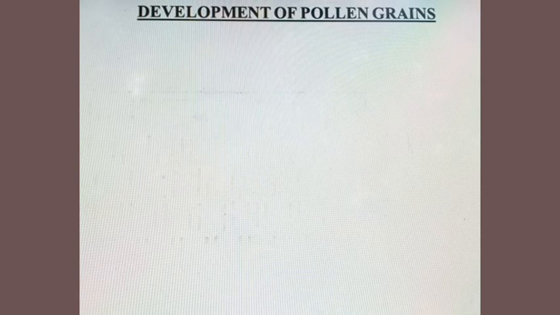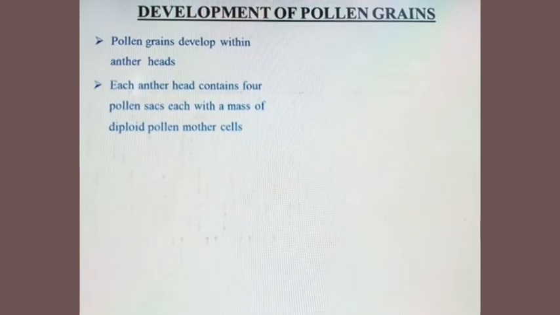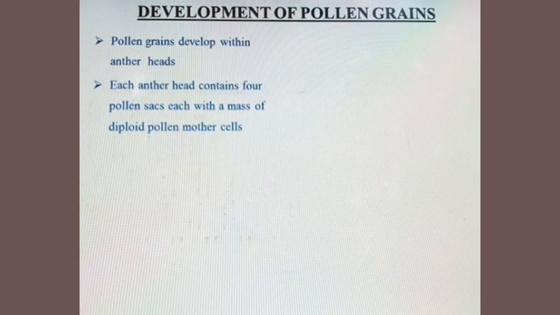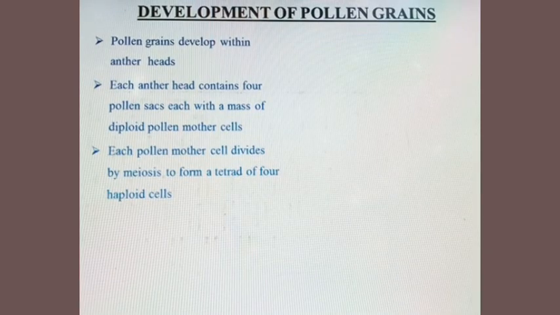We are going to first look at the process of development of the pollen grains. These ones, like I've told you, develop within the anther heads, and within each anther head, we have 4 pollen sacs. And these pollen sacs, each has diploid pollen mother cells. Within the diploid mother cells, this is where we develop the pollen grains. And how does this take place? It's all going to begin with the division of this pollen mother cell by meiosis to form a tetrad.